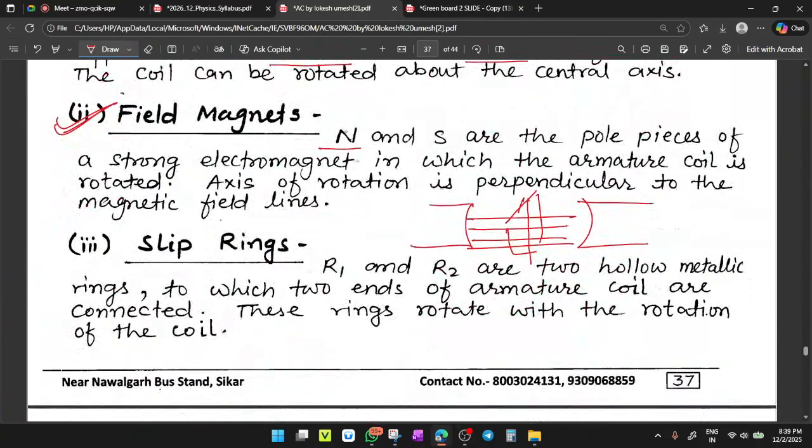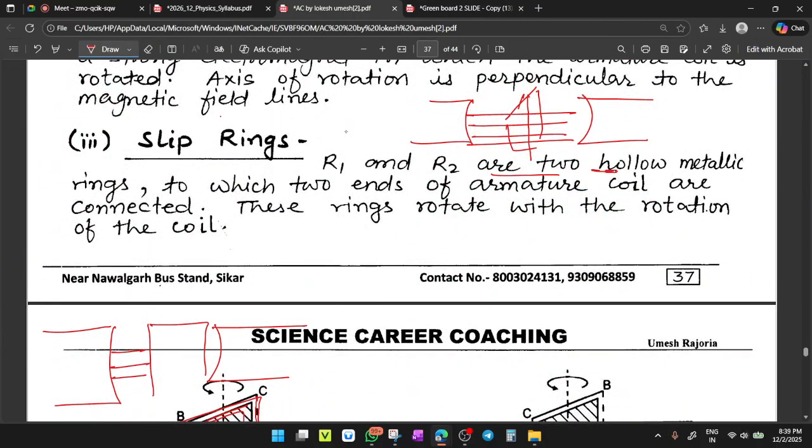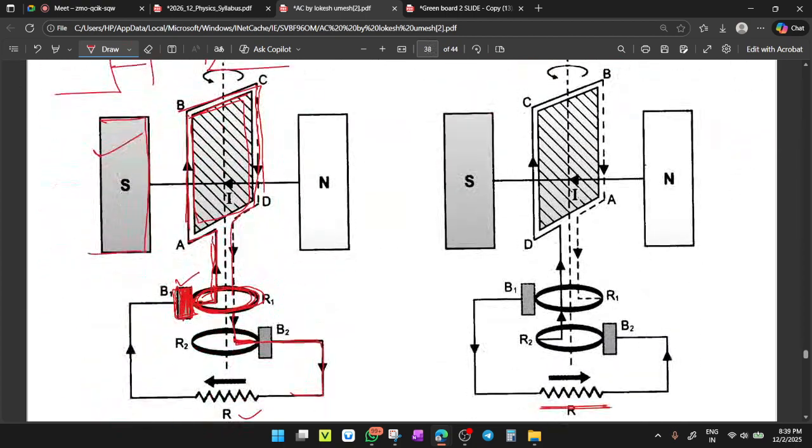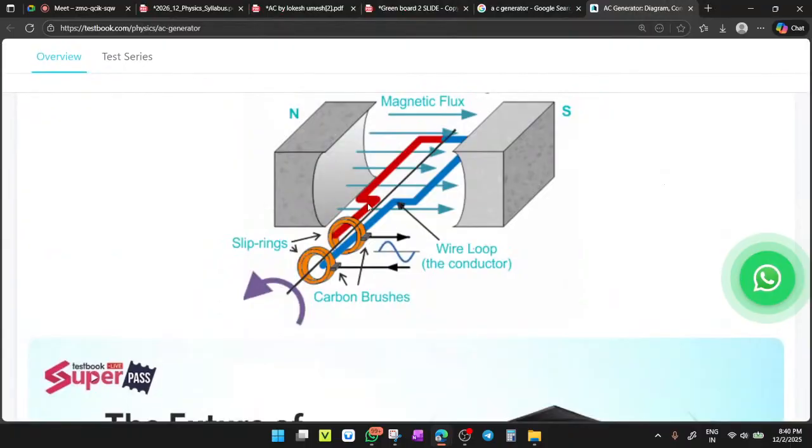So R1 and R2 are the two hollow metallic rings, to which the two ends of the armature coil are connected. These rings rotate with the rotation of the coil. Clear? Okay, students, see here.